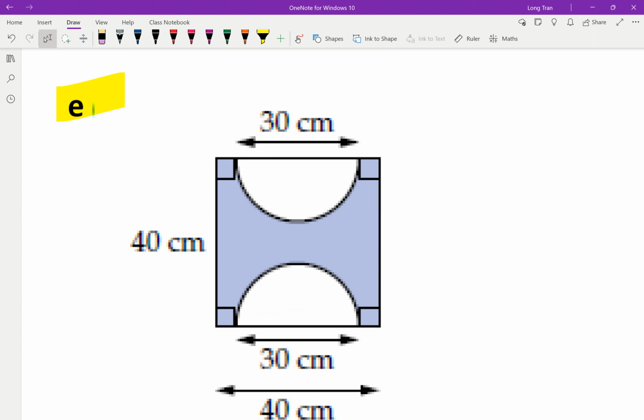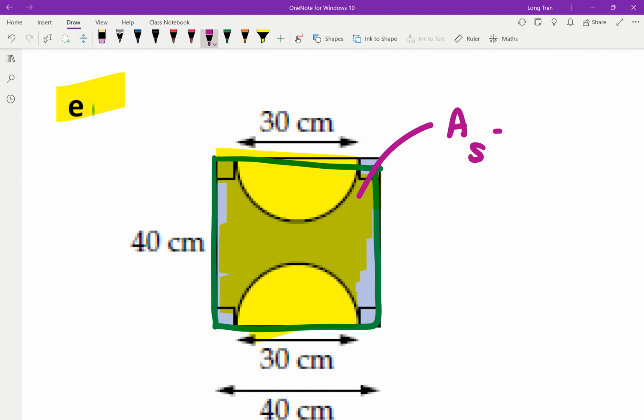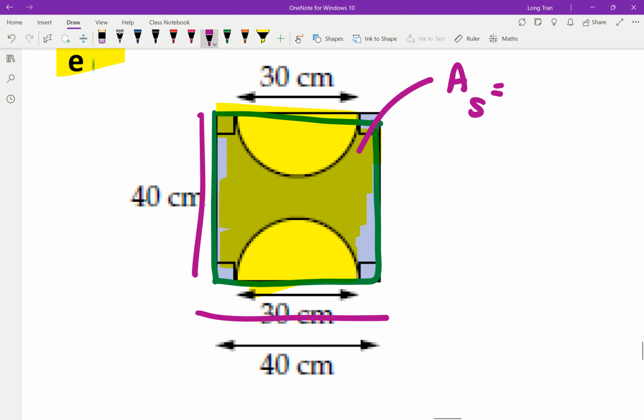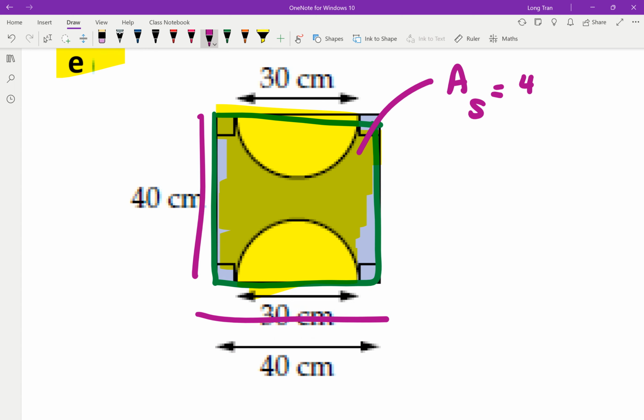This one's a bit trickier, okay? But same idea. Can you see this is a square? So you can find the full area. So this is the entire area. How do you find the area of a square? This is 40, and that's 40, not 30. Don't confuse it. Look at the diagram carefully. It's 40 by 40, so it should be 40 times 40. That gives you the full area.